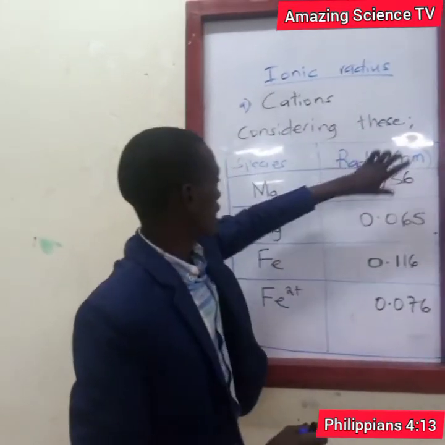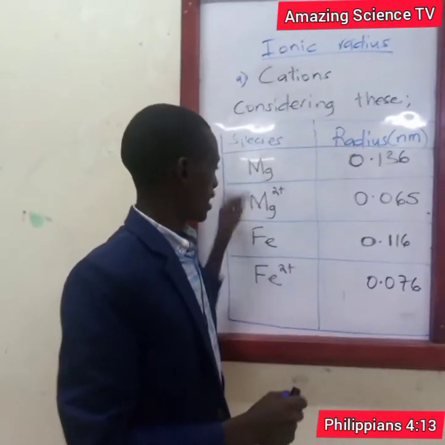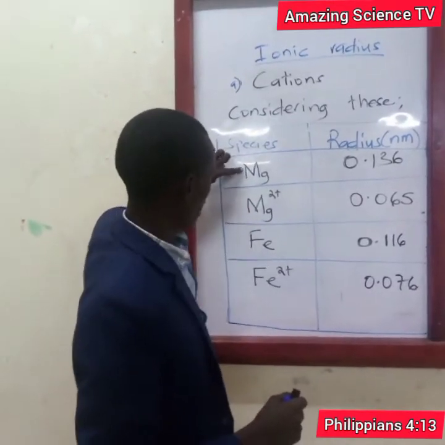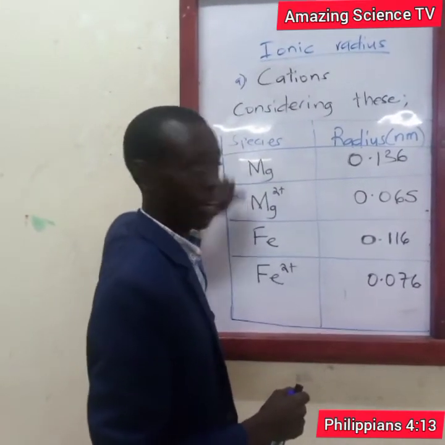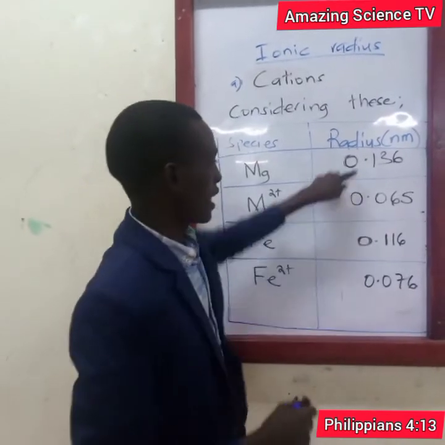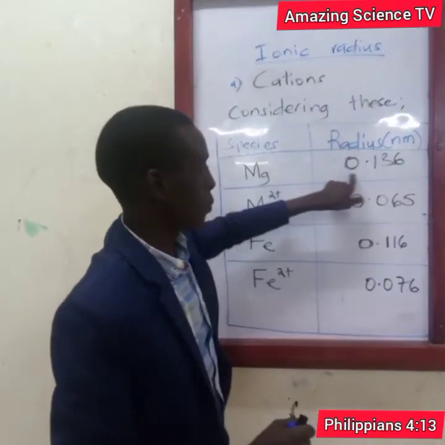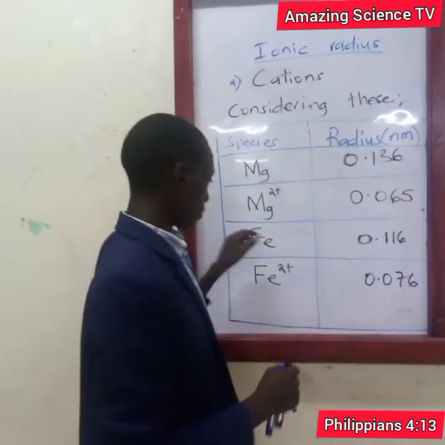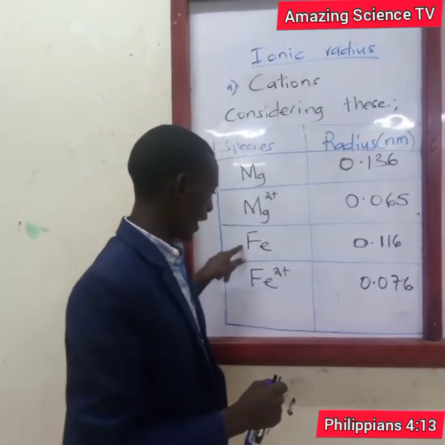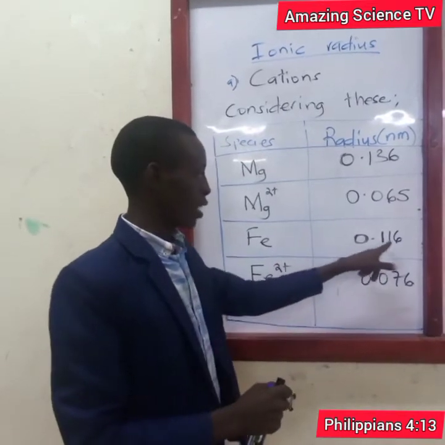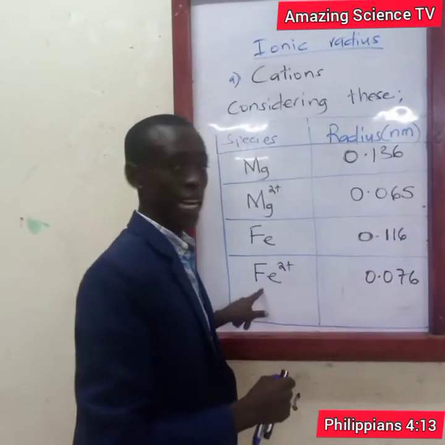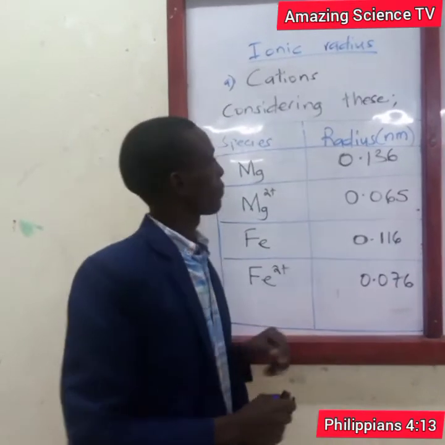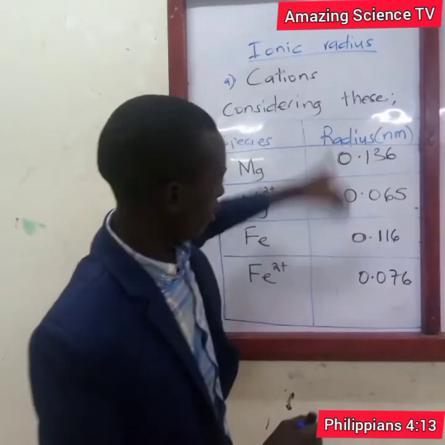So, taking consideration of magnesium and iron. When you check magnesium and its ion, Mg2+, we see that the trend of ionic radius is 0.136, then 0.065. Then we also see that for iron, a metal, it is 0.116. Then Fe2+ is 0.076. So what do you see on the trend?